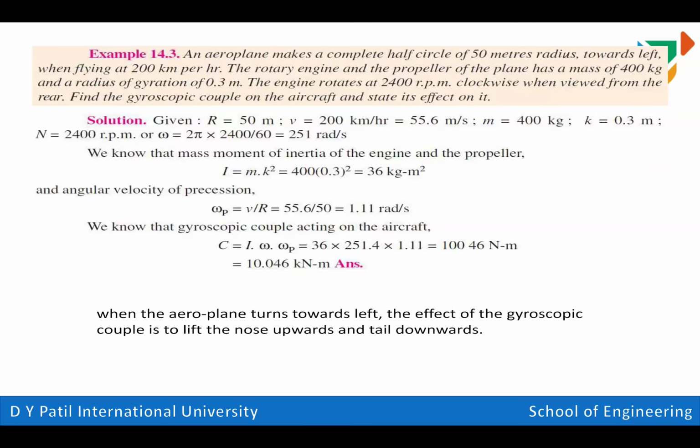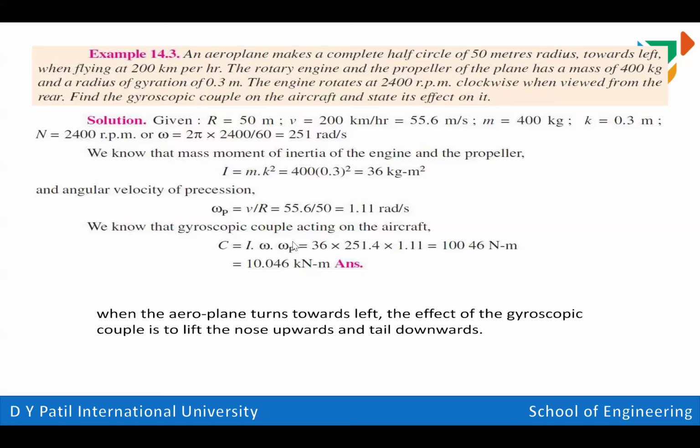From speed, we can calculate the omega value: omega equals 2 pi N upon 60, that is 2 pi into 2400 upon 60. So we have the value of omega, 251 radian per second. Now mass moment of inertia we can calculate by taking I equals m k square. M is 400 kg, k value 0.3 square. So m into k square will be 36 kg meter square. Then we have angular velocity of precession, omega p equals v by r, that is 55.6 upon 50. It will be 1.11 radian per second.